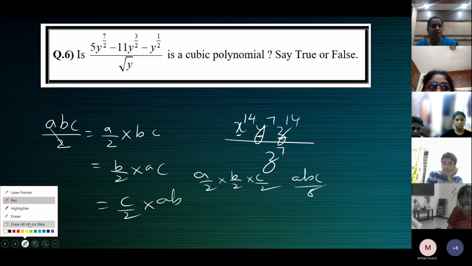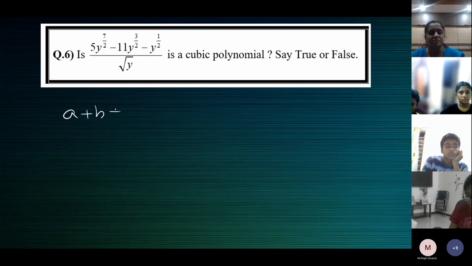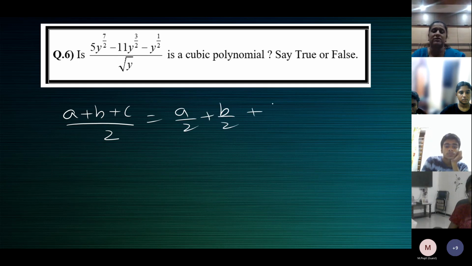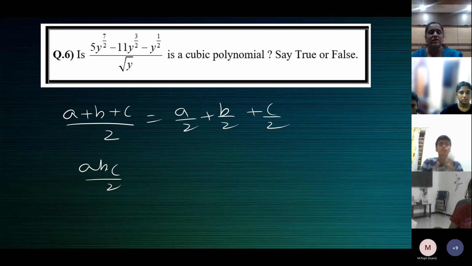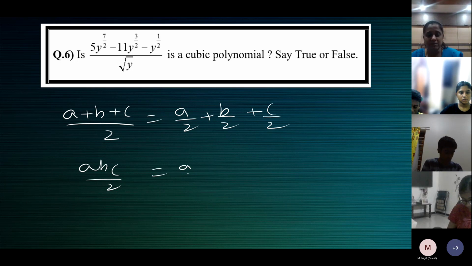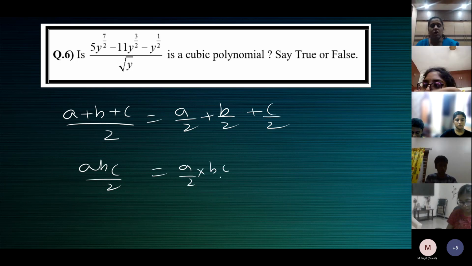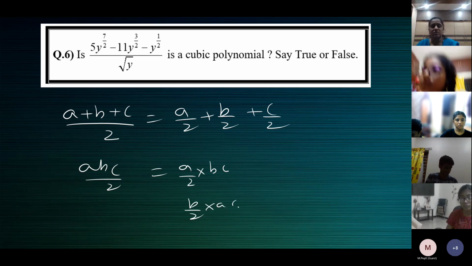The 2 is applied only once. But if you have a plus b plus c by 2, this is a by 2 plus b by 2 plus c by 2. We apply that to every term. These are 3 different terms. But when I write abc by 2, there's only one term. So abc by 2 will be a by 2 into bc, or b by 2 into ac, or c by 2 into ab.